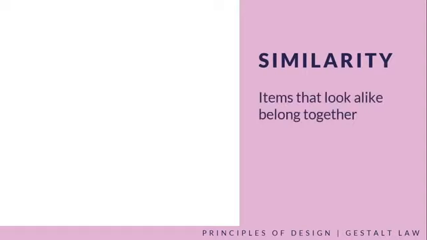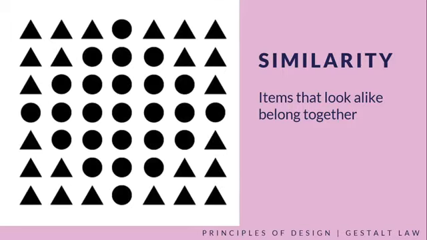The second law of Gestalt is similarity. The principle of similarity states that when things appear to be similar to each other, we group them together, and we also tend to think they have the same function. For instance, in this image, there appear to be two separate and distinct groups based on shape. We have the circles and the squares, and even the triangles.